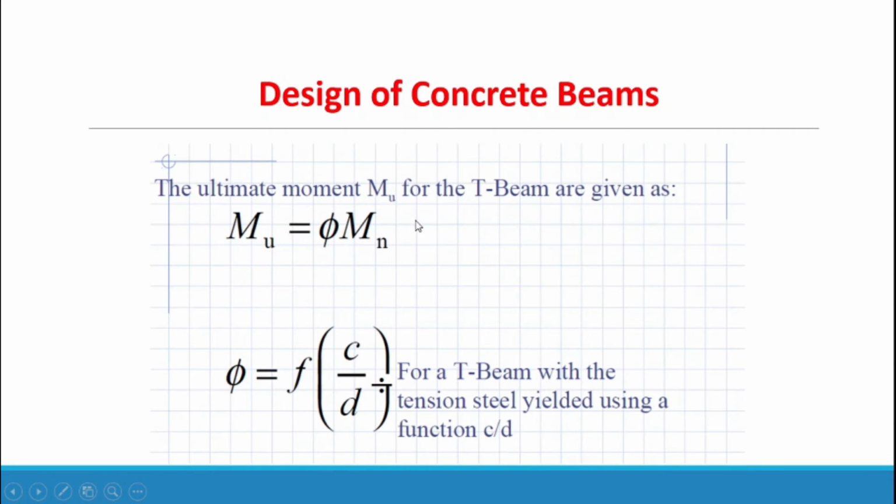The ultimate moment Mu for the T-beam is given as M sub u is equal to phi times M sub n, where phi is equal to a function of C over D for a T-beam with the tension steel yielded.